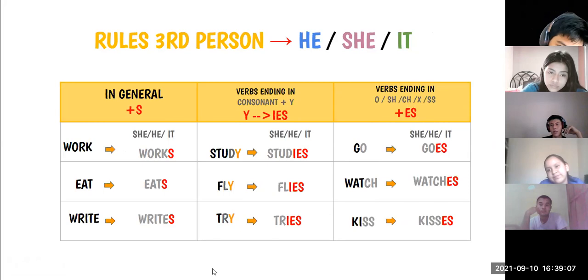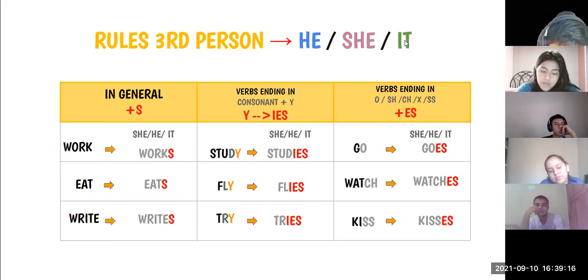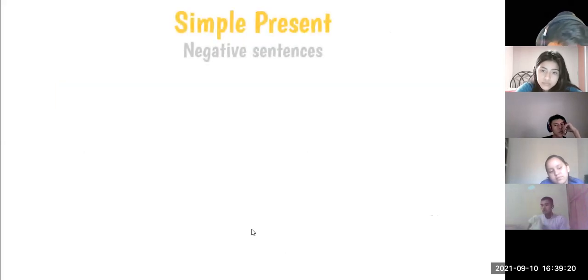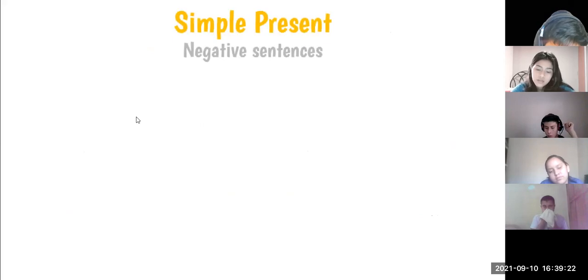Okay, good, very good. So these are the forms of the verb. You need to change them when you are talking about the third person singular, he, she, or it. Okay, very good. Let's continue. Negative sentences in the simple present.